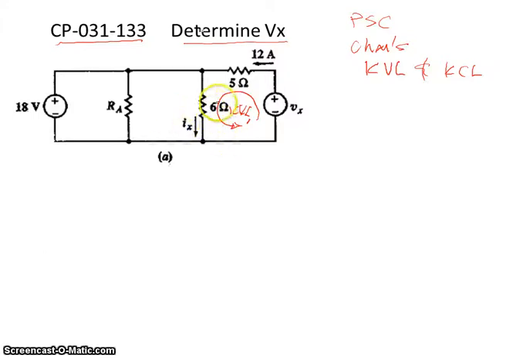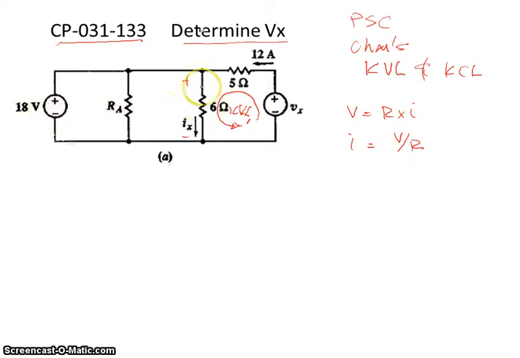Well, in order to find I sub x, I know that voltage by Ohm's law is R times I, and I is just V divided by R. So if I can find the voltage across these two terminals, then I will be able to find I sub x.